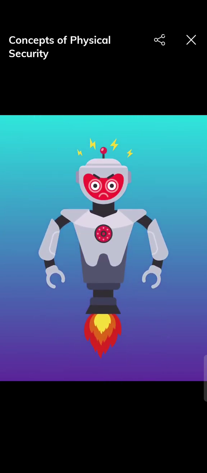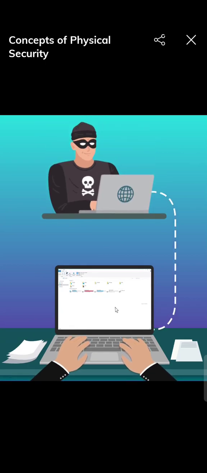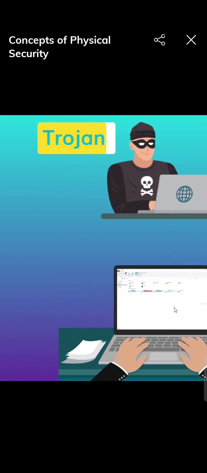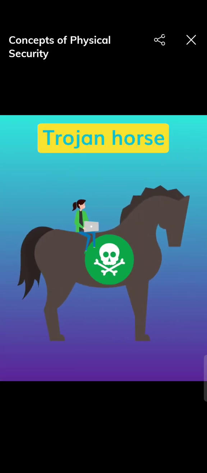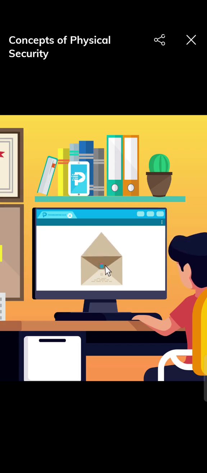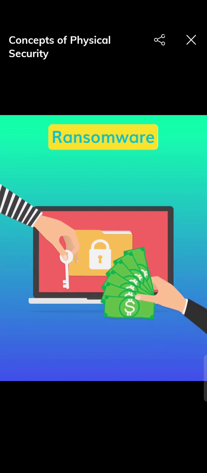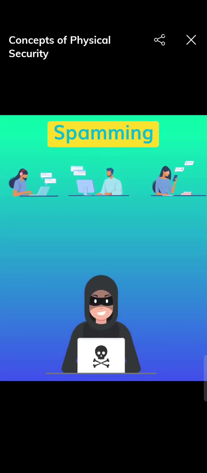We also have bots and Trojan viruses. Bad bots, short for robots, perform malicious tasks that allow an attacker to remotely take control over an affected computer, whereas a Trojan horse, or Trojan, is any malware which misleads users of its true intent. Ransomware threatens to publish the victim's data or perpetually block access to it unless a ransom is paid. And finally, spamming is the use of messaging systems to send an unsolicited message, that is spam, to large numbers of recipients for fraudulent purposes of getting access to customer information.